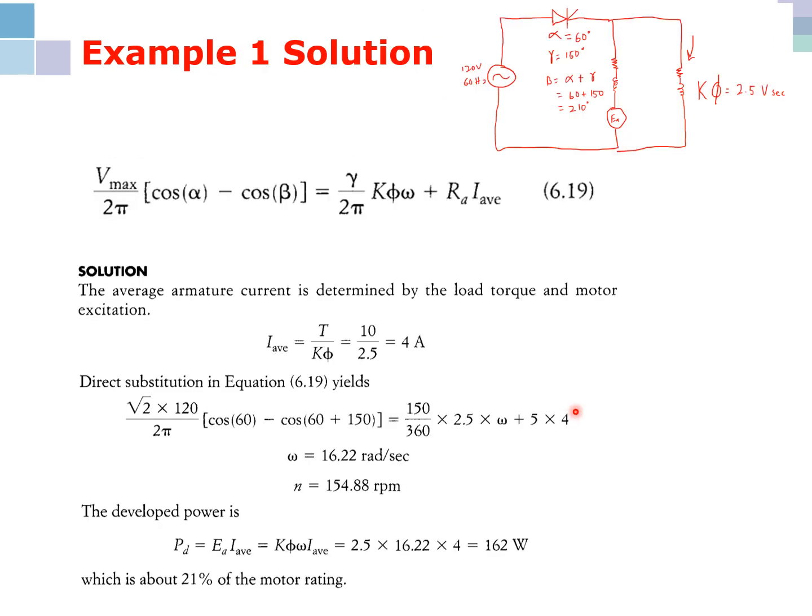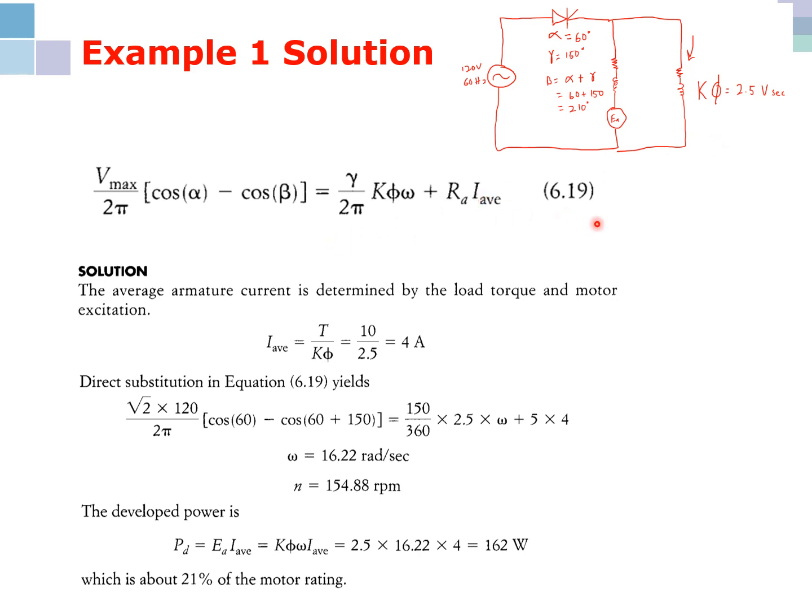Okay, so first thing first, I want all of you to draw the basic circuit of the shunt DC motor, including the parameters given. So Vs is 120 volts, and then the frequency is 60 hertz, and the triggering angle is 60 degree, which is the value of alpha, and then gamma, which is the conduction period, is 150 degree. To get the value of beta, 60 plus 150 is equal to 210, and then the value of kV is equal to 2.5 volt second.